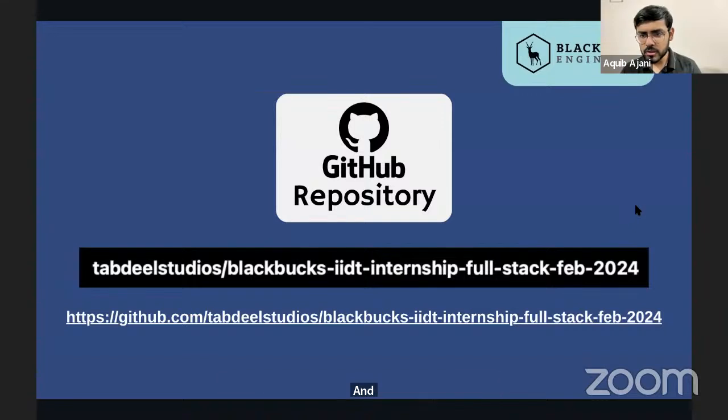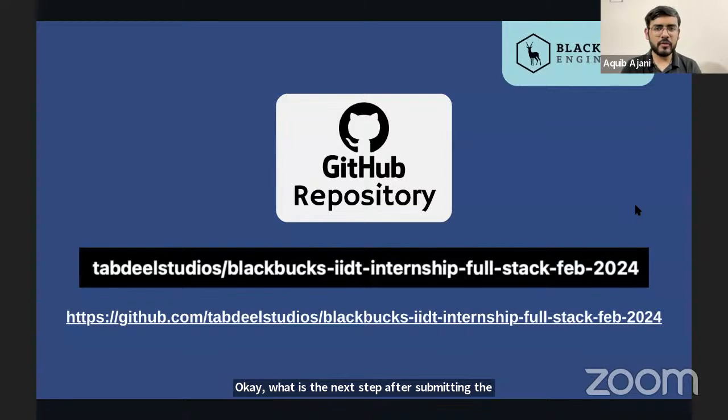Okay, what other questions are there? Okay, what is the next step after submitting the abstract? So Janvi, the next step after you submit the abstract is going to be working on the project document, the project report. The first few things, right? So in the first few things, you have to write about the project. You have to write a project description, scope, target audience, all of those things.